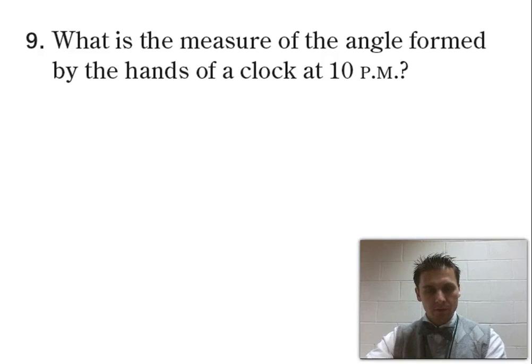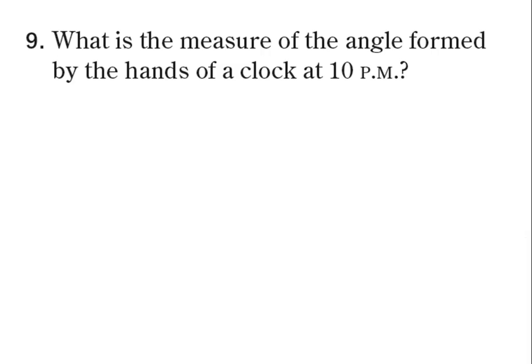All right, we're going to do problems number 9 and 10 from the Chapter 3 Self-Test in Geometry. So, number 9 says, what is the measure of the angle formed by the hands of a clock at 10 p.m.? And the fact that it says p.m. is almost irrelevant, because 10 p.m., 10 a.m. would be the same thing.